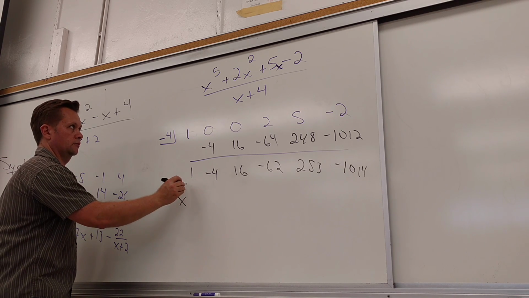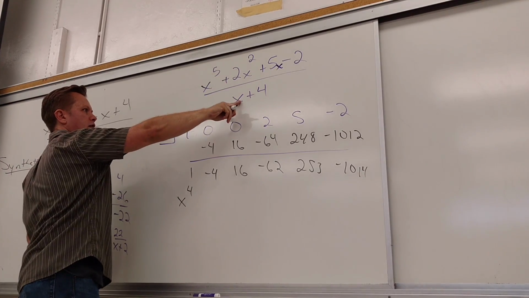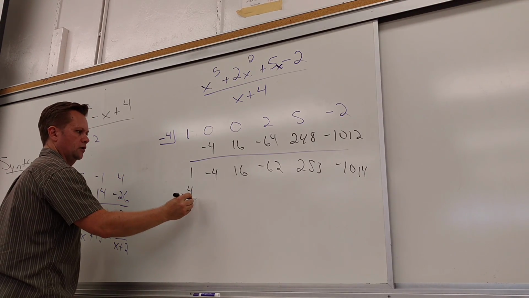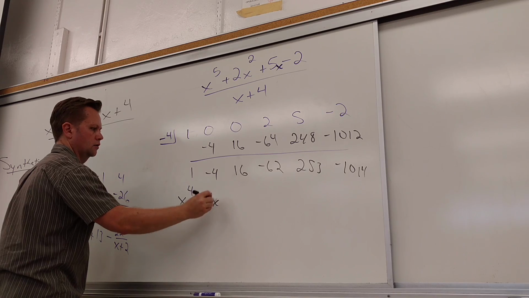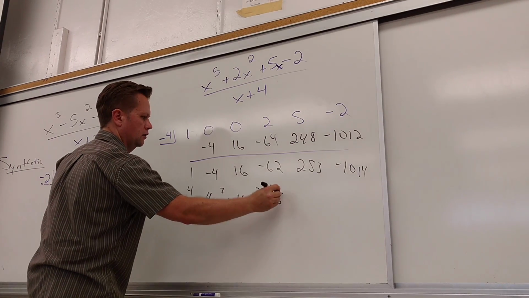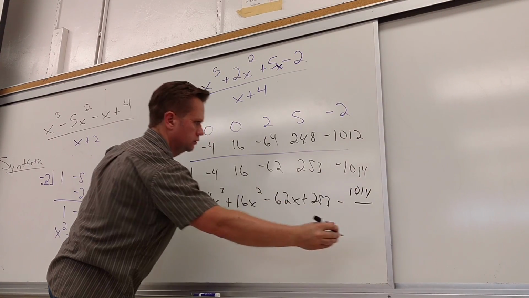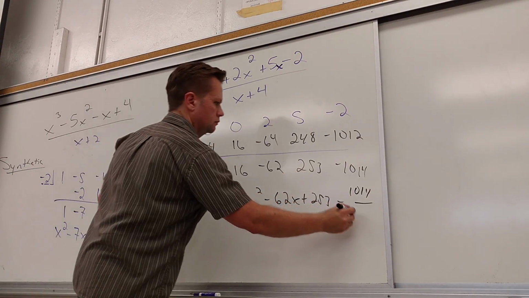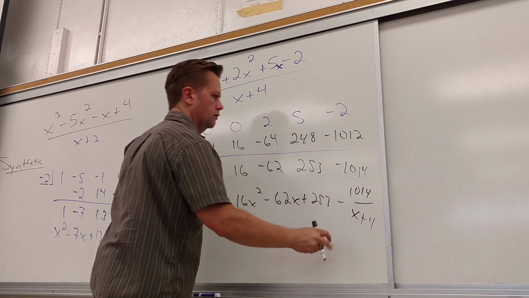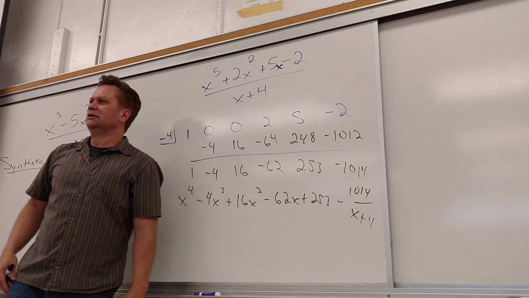x to the 5th minus 4x to the 4th, right? So the 5th got knocked down by 1. Minus 4x to the 3rd, 16x squared, 62x, 253, minus 1,014 over x plus 4. So that means that this number was off by just 1,014.